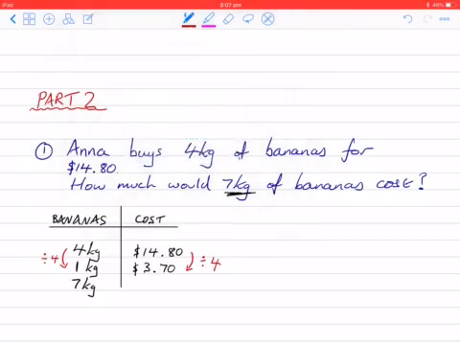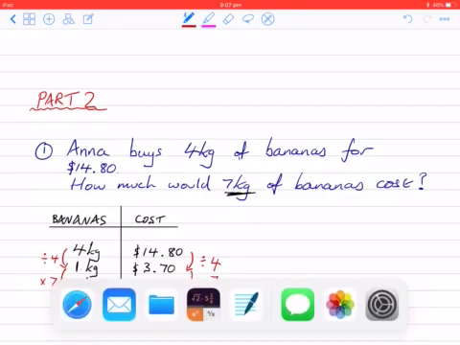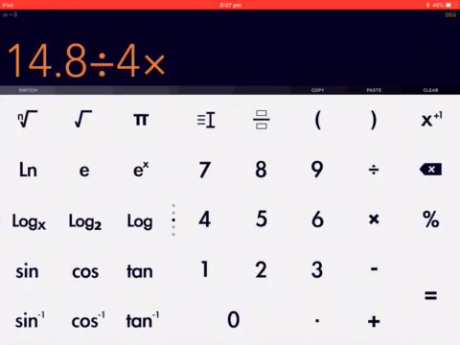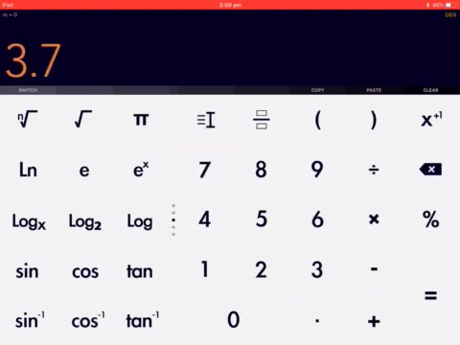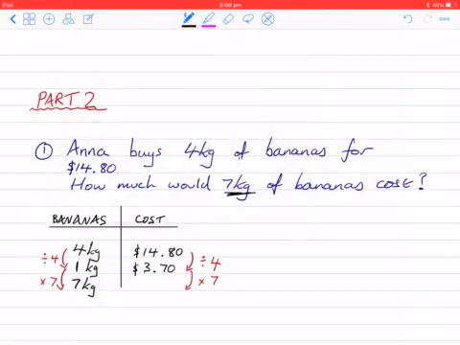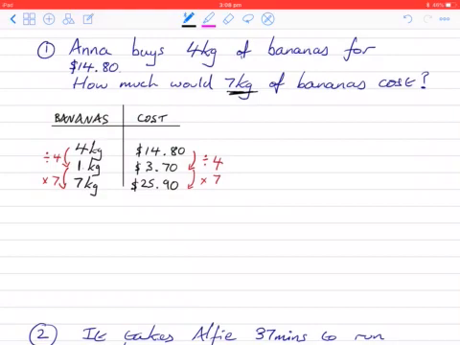Now we want to know what 7 kilograms cost. On the left hand side here, we change 1 into 7. We do that by timesing by 7. Do the same here, times that by 7. So $3.70 times 7. I've already got the $3.70 in there. Oops, that's not how it works. $3.70 times it by 7. $25.90. Okay, a little bit harder, you can see there. So here we've got 7 kilograms costs $25.90.